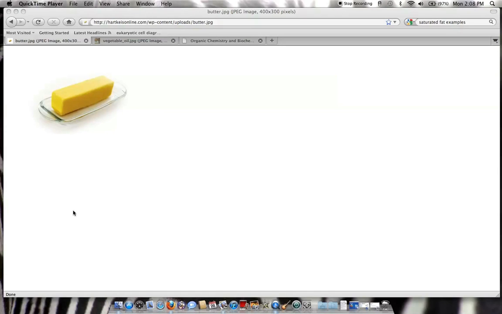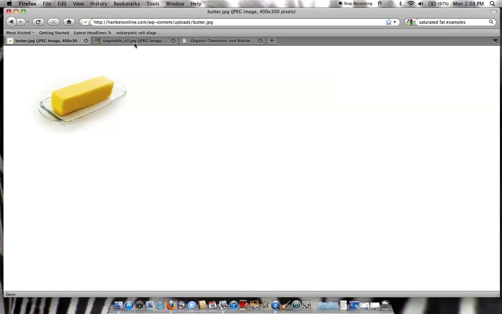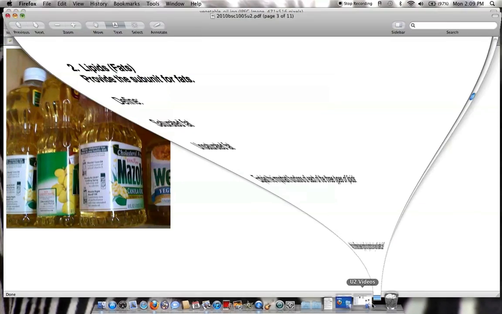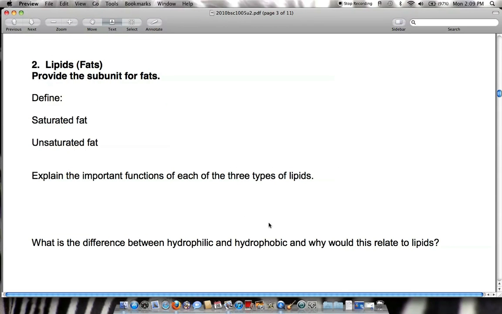Today we're going to discuss lipids. And you see here I have a picture of butter. Most of us are pretty familiar with butter. I have another picture here of vegetable oil. And we can say vegetable oil, canola oil, peanut oil, olive oil, all the different kinds of oils. So our discussion today is going to be concerning the lipid group, or the fats.